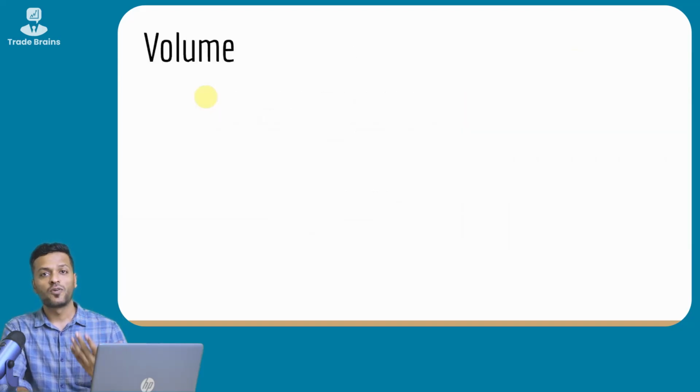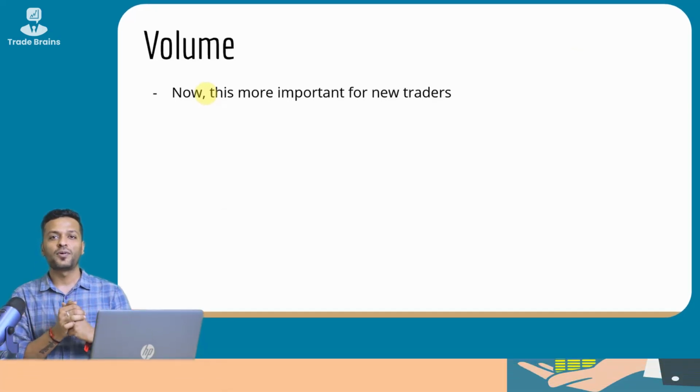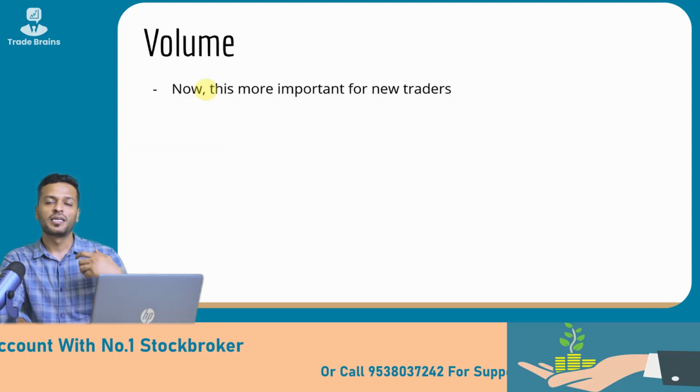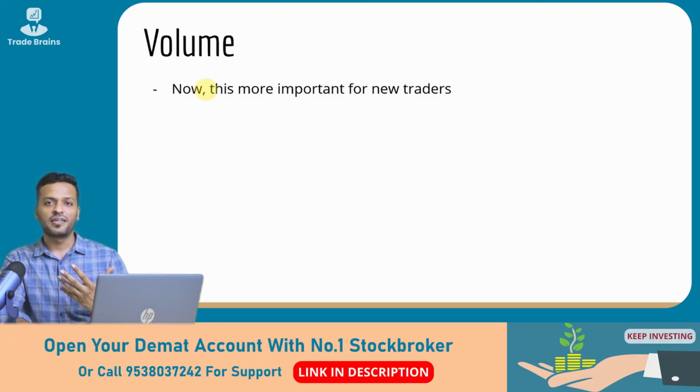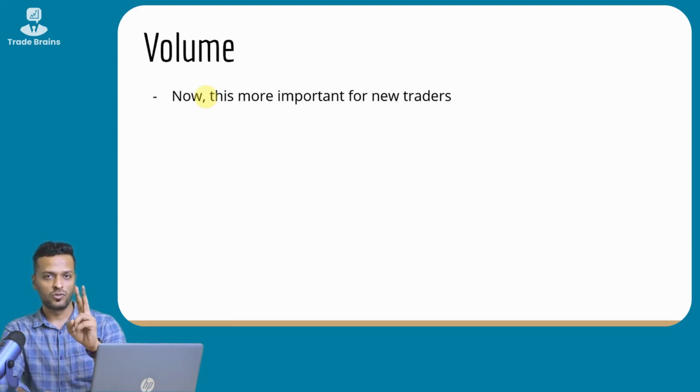So the first point is volume. Why is volume so important? Why is it specifically more important for new traders? Everyone keeps saying that only when there's volume in the market do any technical factors or indicators hold significance. A market without volume is of no use. Why is it so important? This is mainly because if the price movement has happened from 100 to 102 rupees, there's only 2 rupees of price movement, and there's nothing much to choose there.